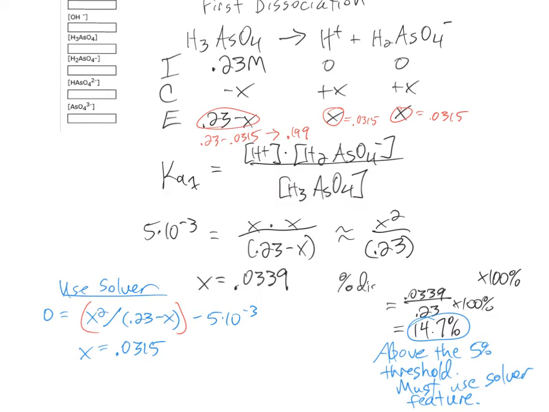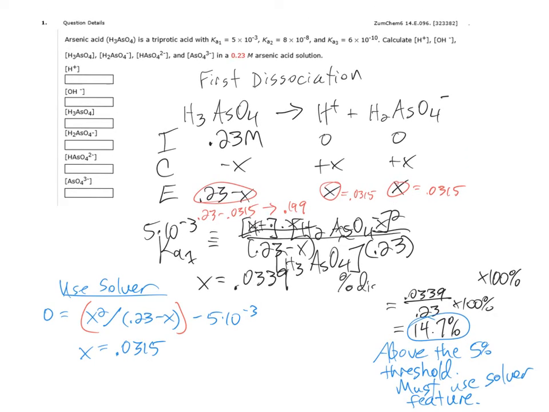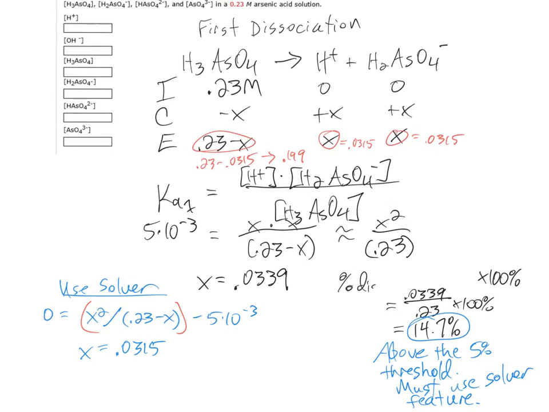We already know several of the concentrations. Let's fill in what we have. The concentration of hydrogen, 0.0315. H2AsO4, 0.0315. The original acid is now down to 0.199.